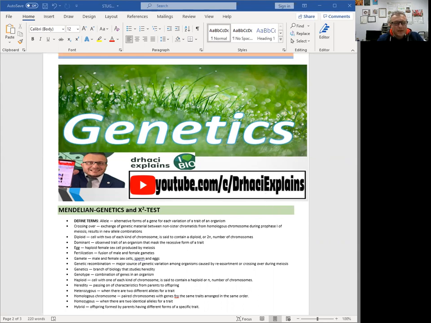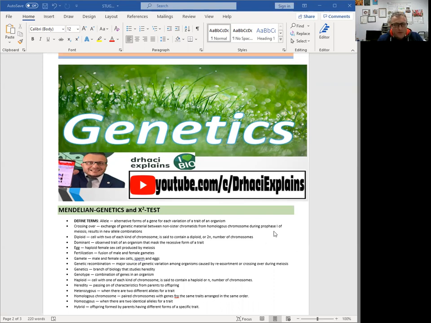Today's topic is Mendelian genetics. Mendelian genetics is the basic genetics. It starts with basic vocabulary that needs to be studied and learned before the Mendelian rules and theories can be understood. Some of the basic vocabularies are gene, allele, diploid, haploid, dominant, recessive, fertilization, gamete, genetic recombination, genotype, phenotype, heterozygous, homozygous, hybrid. These are some basic vocabularies.